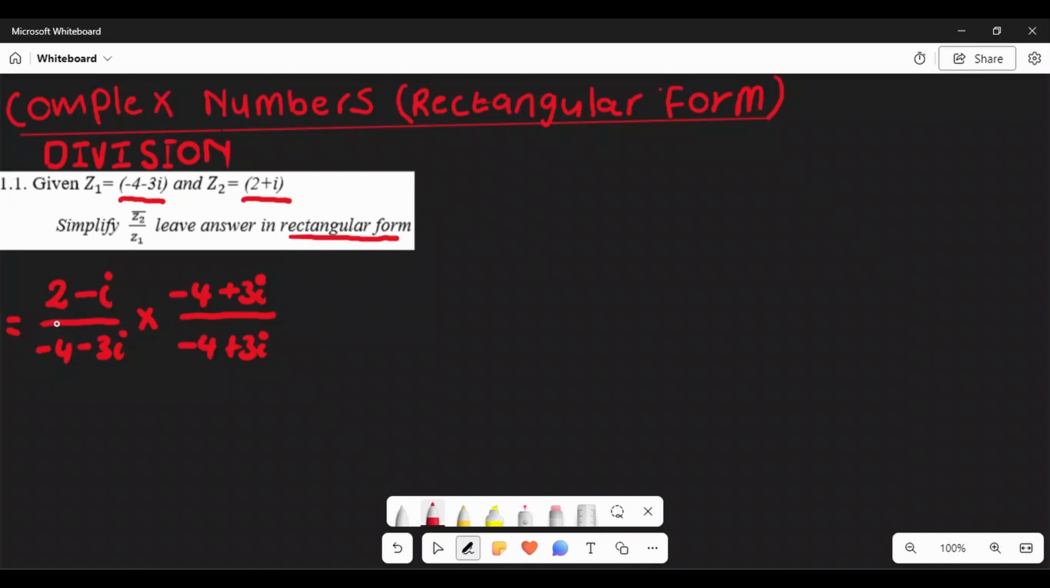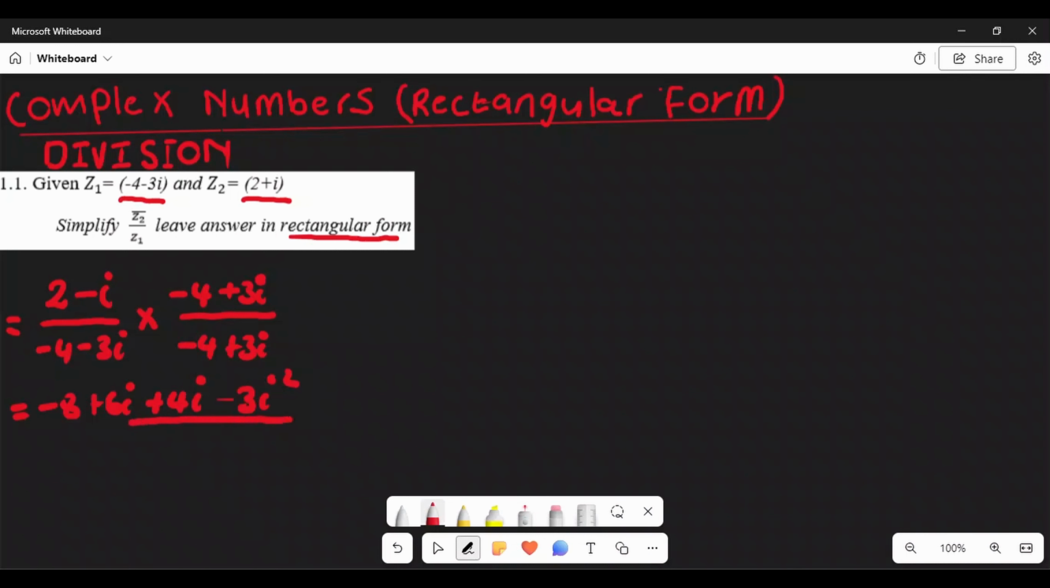From here, we're going to multiply the numerators. So when you multiply 2 and negative 4, it's going to give us negative 8. When you multiply 2 with a positive 3i, it's going to give us plus 6i. Then we come to negative i. Negative i multiplied by negative 4 is going to give us positive 4i. And negative i multiplied by positive 3i is going to give us negative 3i squared.